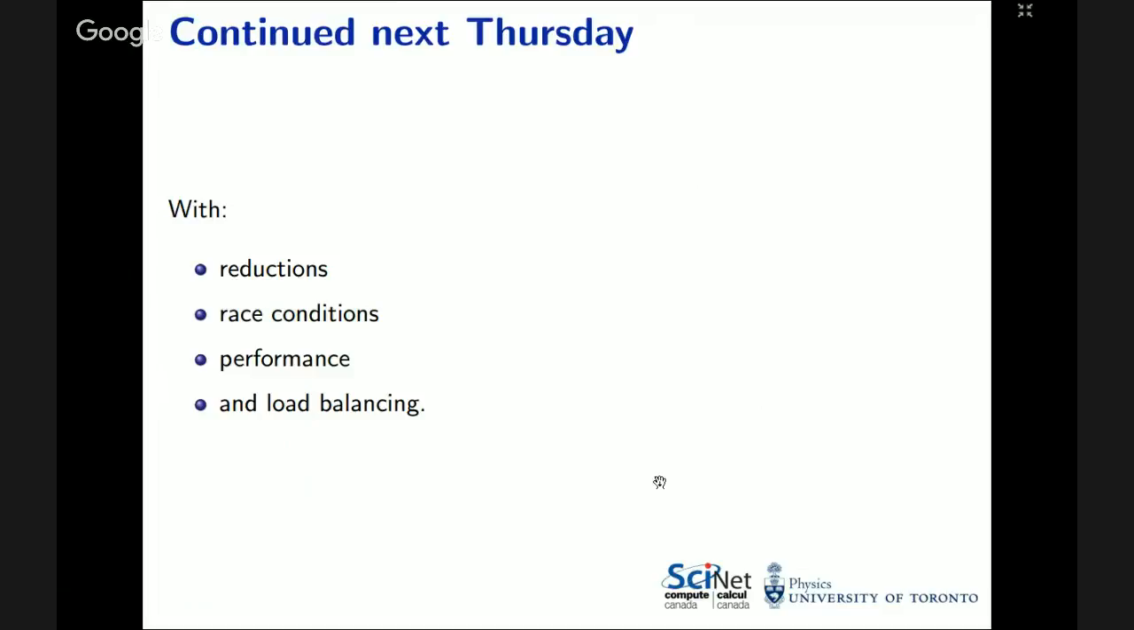The next time we're going to look at a few more things: race conditions, when several threads are trying to write to the same memory. This performance issue, the one I just hit upon where I only get 5 times speedup and I wanted 8. Load balancing was already asked. And a nice thing called reductions, which is when you want to combine otherwise independent actions into, say, a sum. We'll look at that next time.